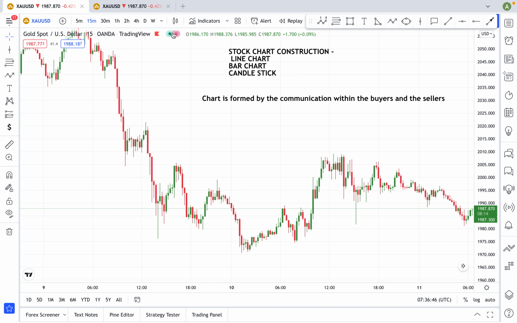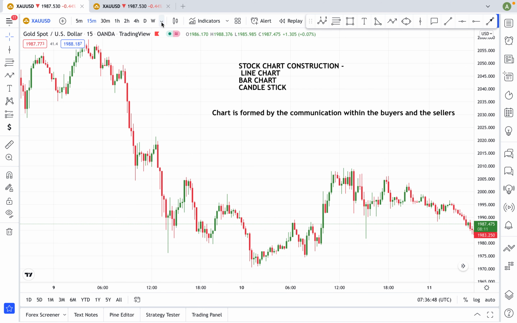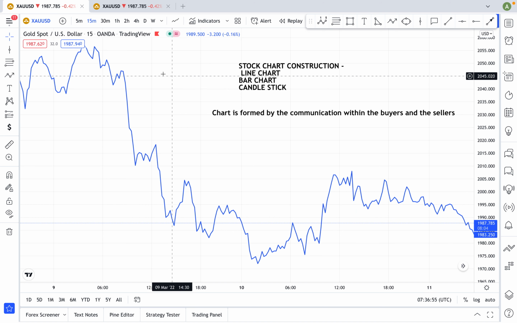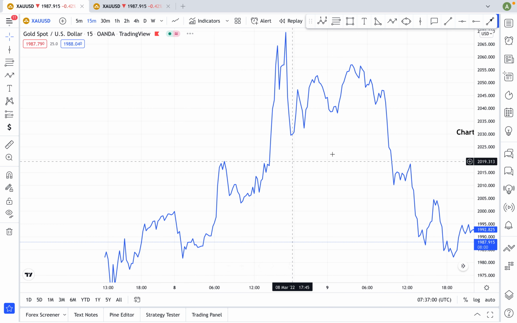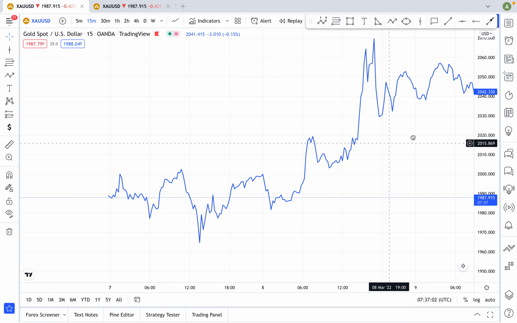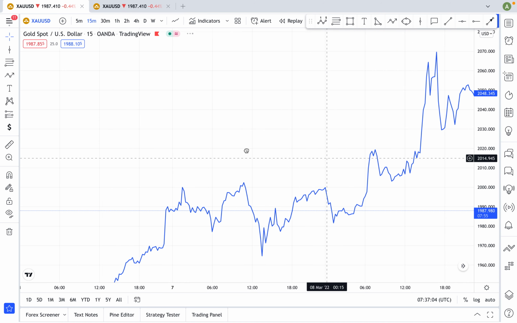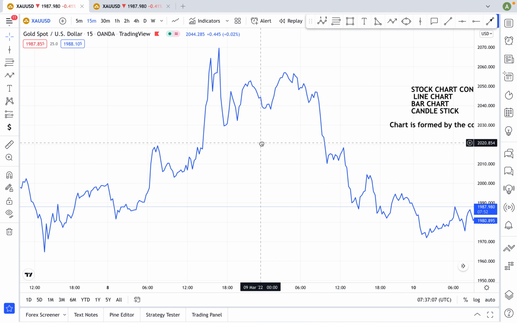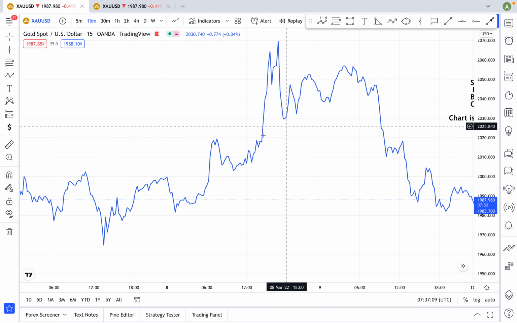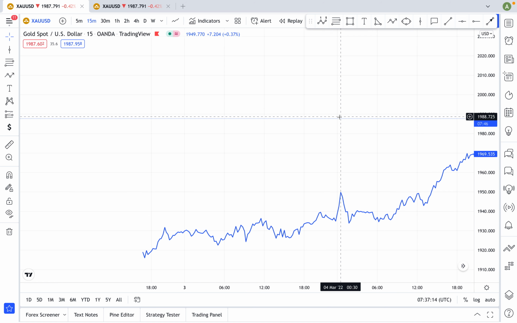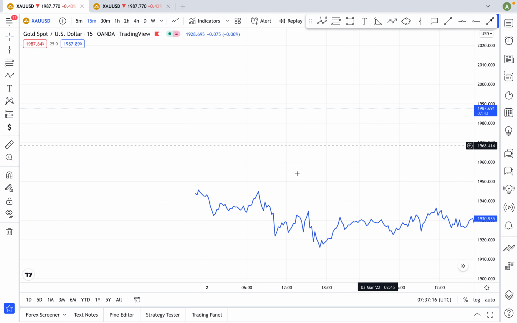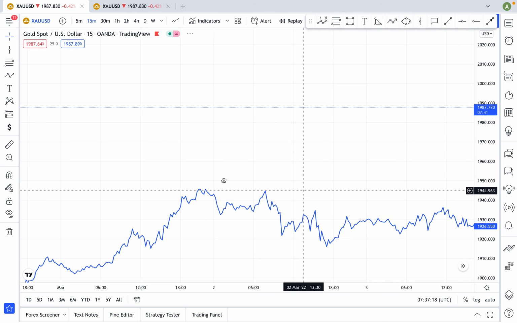So here, let's firstly start with the line chart. Okay, this is the line chart. If you click here on your TradingView and click line, you can see it all. It's all lines. It is very important to know the usefulness of it, how it is working, how it is moving, how it can really help you. You really need to know what the line chart is all about.